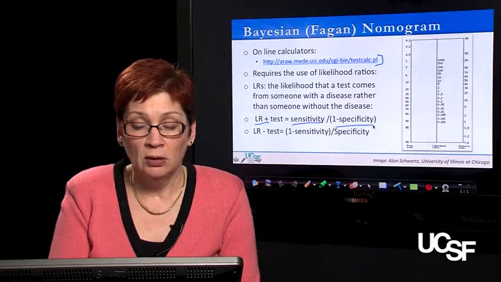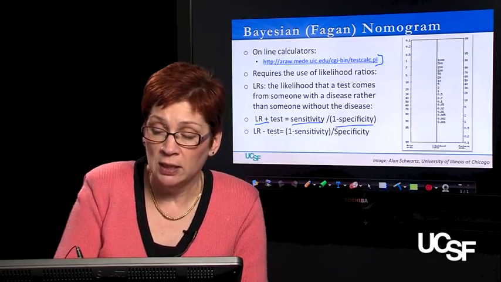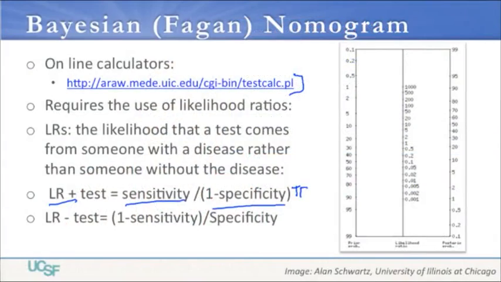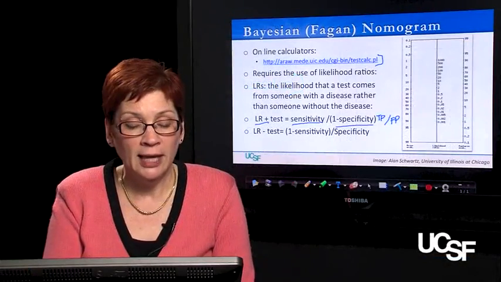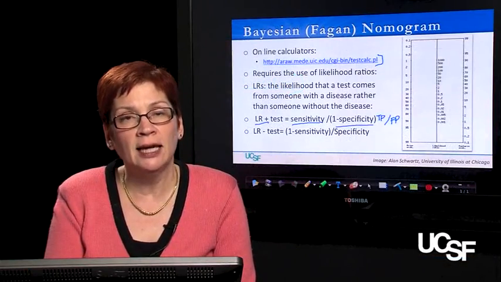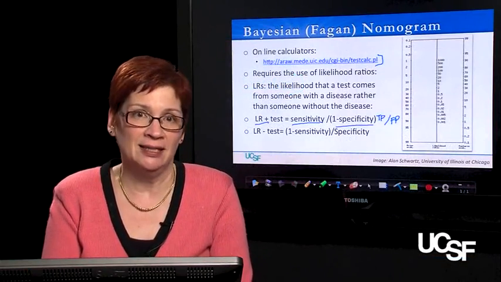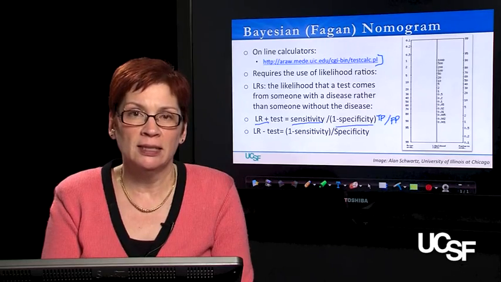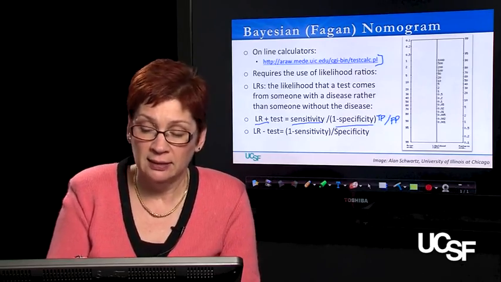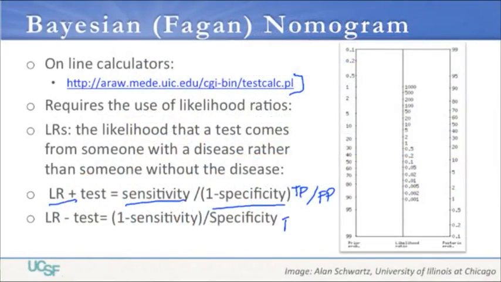So you might understand that from your formulas as being the true positive over 1 minus specificity, which is the false positive. The likelihood ratio of a negative test is the likelihood that a negative test came from someone with the disease versus someone without the disease, and that's a false negative, 1 minus sensitivity, over the true negative.